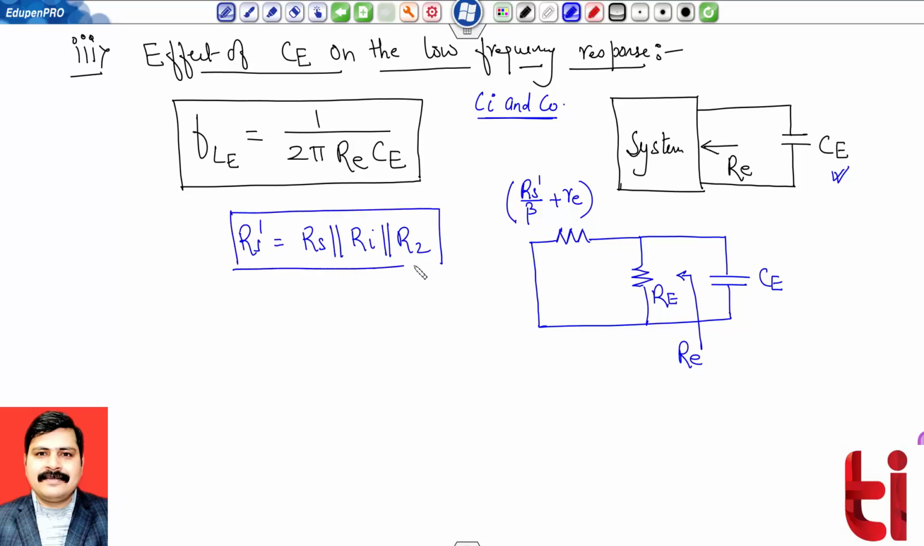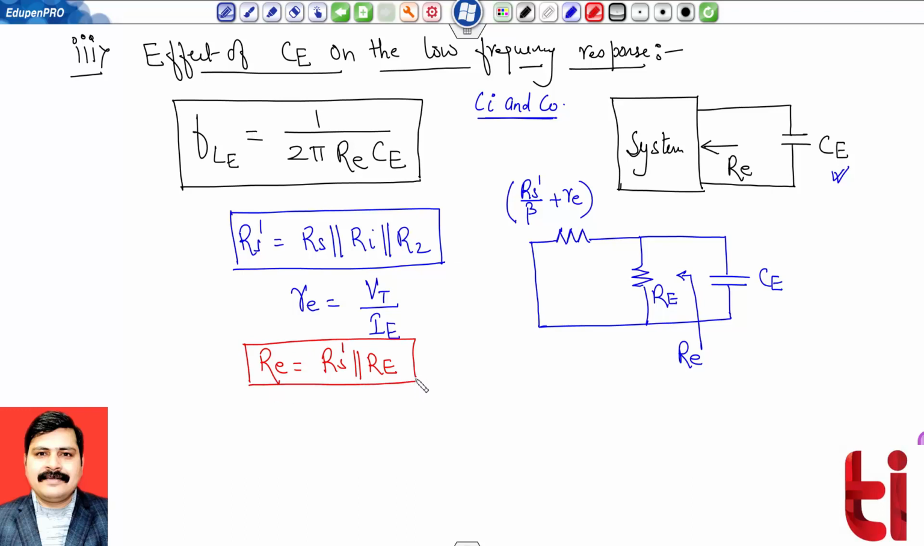Rs dash is the parallel combination of this. Beta is there. Small re we have earlier solved; it is Vt, that is the thermal voltage, divided by the DC current flowing through the emitter terminal, IE. Now maximum gain can be achieved, and in fact this is my Rs dash. So I have to calculate the value of Re, and now you can check that Re will be equal to Rs dash in parallel with the emitter resistance Re.